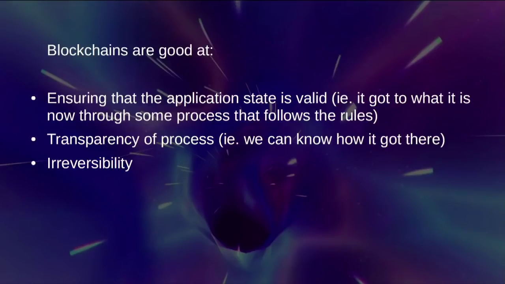They are good at ensuring transparency of process, which means that we can know how it got there. Not only do you know that the current state is the result of following the rules, you can actually know things about the transactions that got you there. So not only do you know that one particular account has some number of coins, you know when it got them, you know what transactions achieved that result. Now, as we're going to discover over the course of this talk, there are ways to have transparency of process which is not absolute, but it's still a very desirable goal in many contexts.